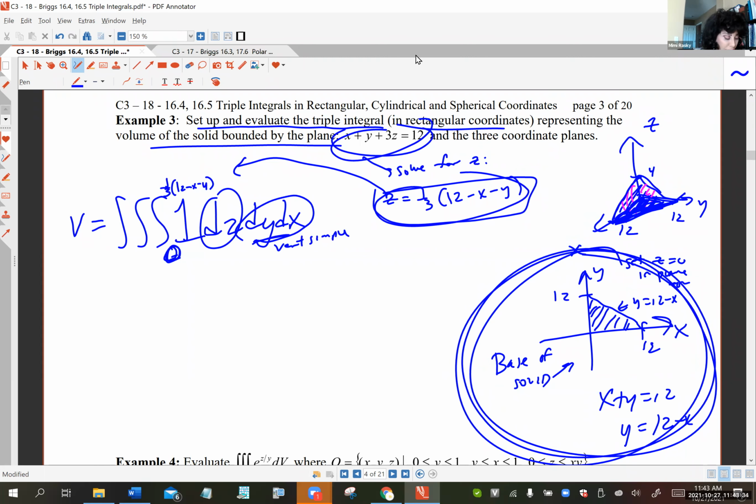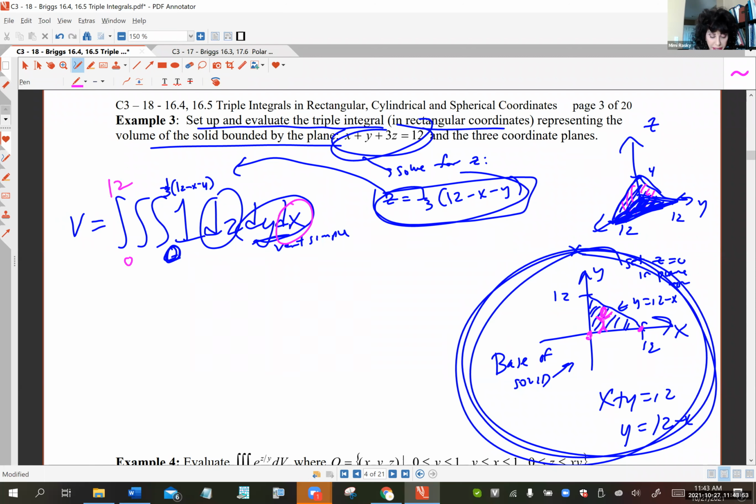So if I go back to my little man, he's still here. I'm going to draw my vertical little man here. And I'll do the outermost integral first, since that's always pure numbers. Hey, what's x doing on this little triangular region? 0 to 12. Okay. What is y doing?